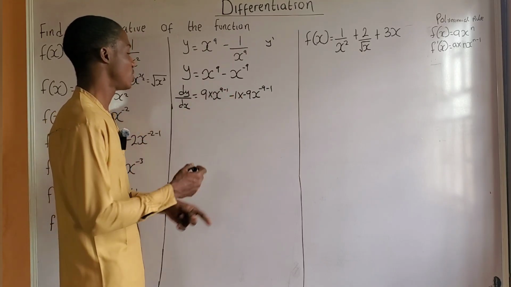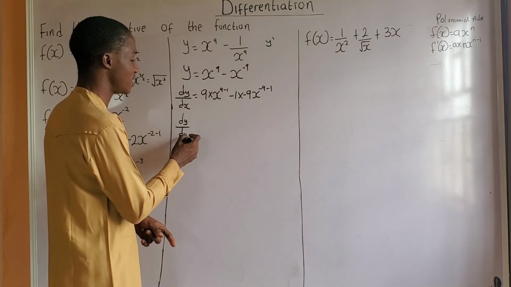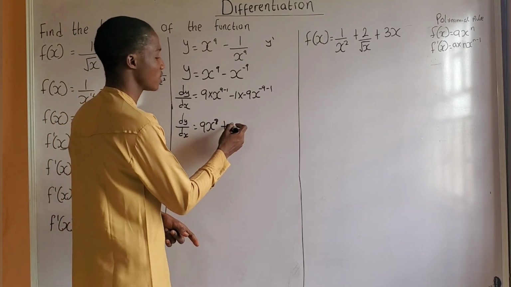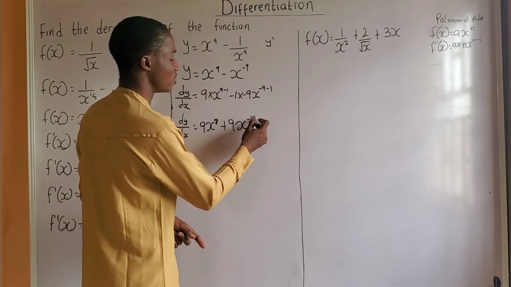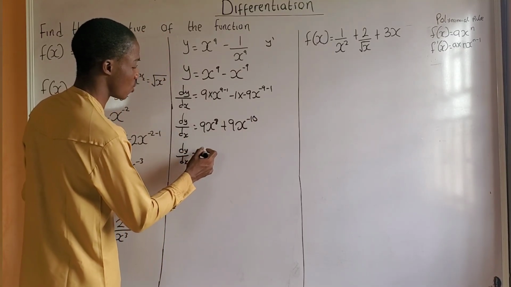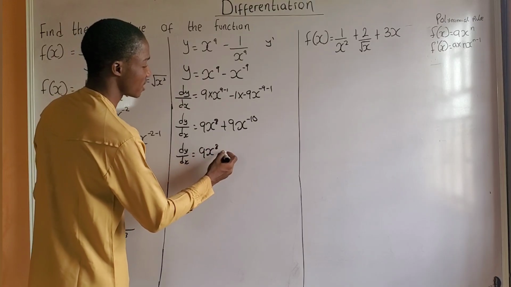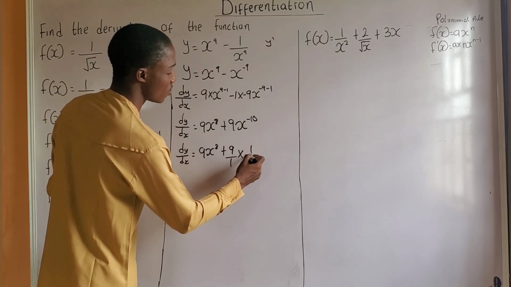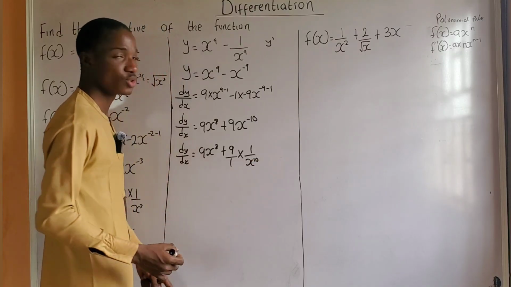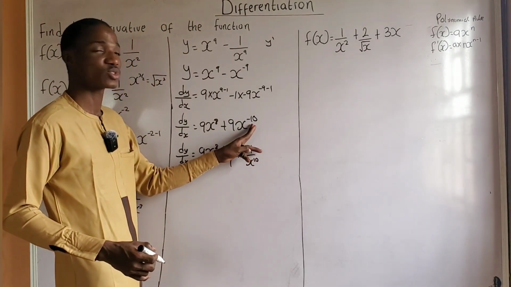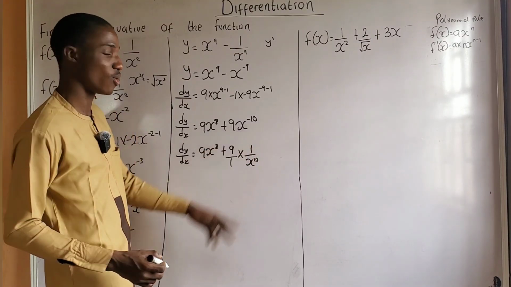Do you understand? So dy all over dx is equal to 9x raised to the power of 8 plus 9x raised to the power of minus 10. Do you understand? Okay, dy all over dx is equal to 9x raised to the power of 8 plus 9, now 9 over 1 multiplied by 1 over x raised to the power of 10. Do you know? Because 1 over x to the power of 10 can be written as x raised to the power of negative 10. Do you understand? Law of indices.